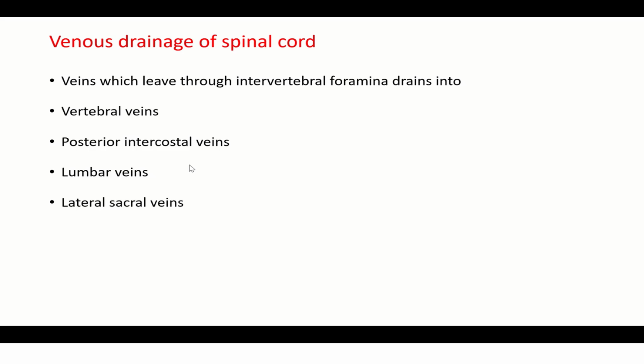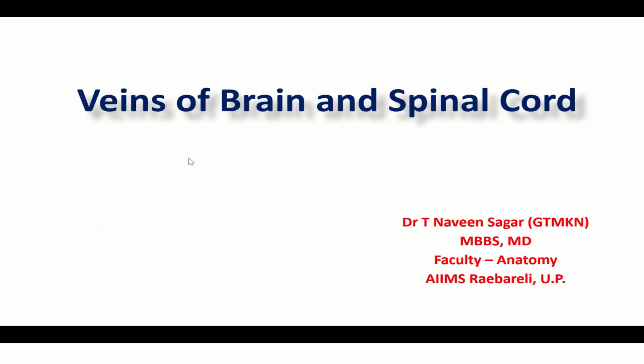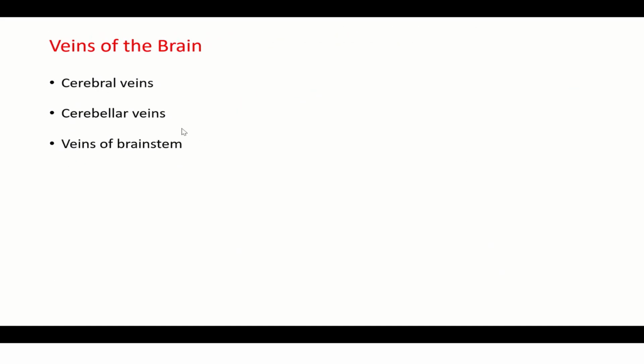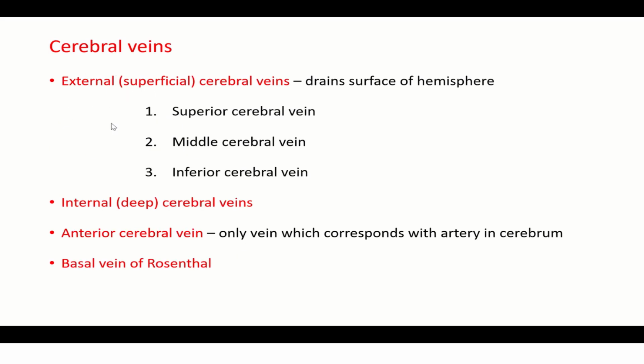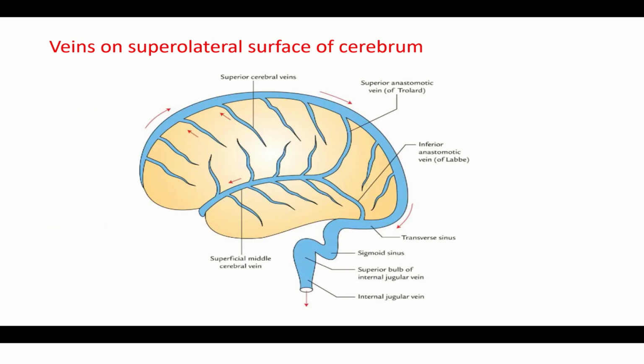Overall, the entire brain is drained by the cerebral veins, cerebellar veins, and veins of the brainstem. All these ultimately drain into the dural venous sinuses. The cerebral veins are external, internal, anterior cerebral vein, basal vein of Rosenthal, and great cerebral vein of Galen. The external or superficial cerebral veins are categorized as superior cerebral vein, middle cerebral vein, and inferior cerebral vein. These are the deep veins, the internal cerebral veins, both of which join to form the great cerebral vein of Galen. Then the anterior cerebral vein, the only vein which corresponds with the artery, and the basal vein of Rosenthal. These are the veins draining the cerebrum.